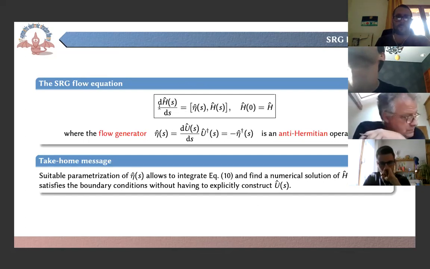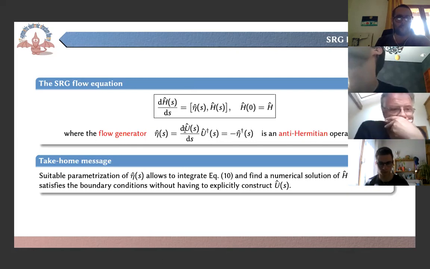Okay, so the thing is that you don't know eta, because eta is a complicated thing. It's called the flow generator or a flow operator sometimes. It's an anti-Hermitian operator, but you don't know it because it depends on your unitary transformation, but you can parameterize it. And that's the key here: you don't know it, but you can find a form that you think is suitable for your problem.